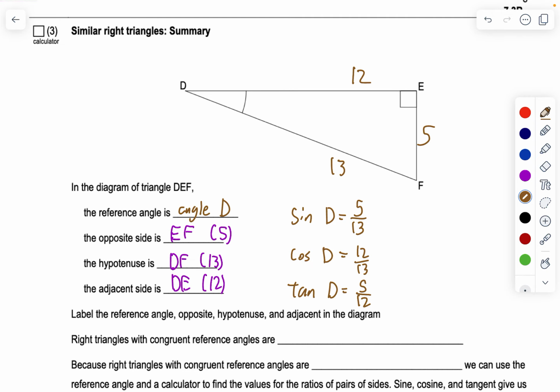Now, when we're building trigonometric ratios, remember, a ratio is just a fraction. We always want the fractions reduced to smallest terms, and those are already reduced, so we're good there. If we can't reduce it, then we make sure we're able to reduce them.